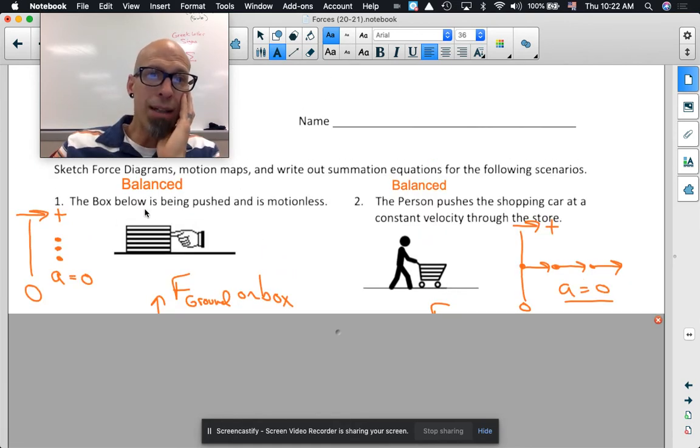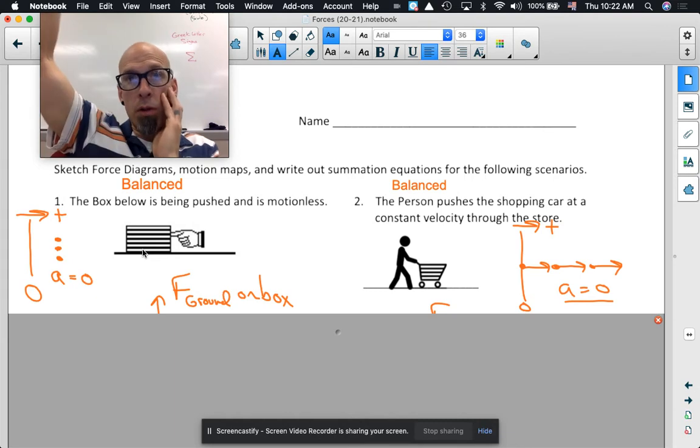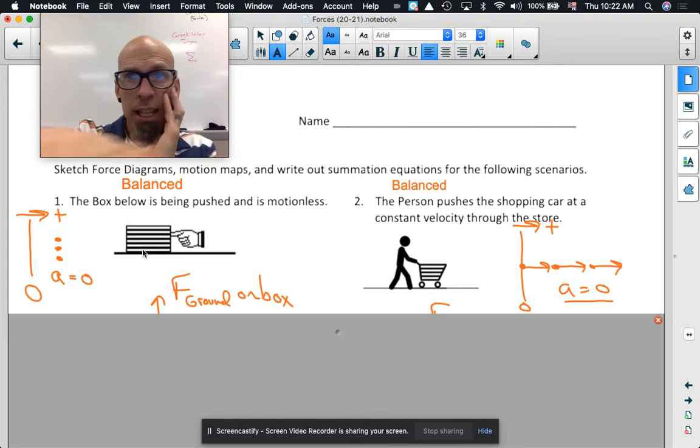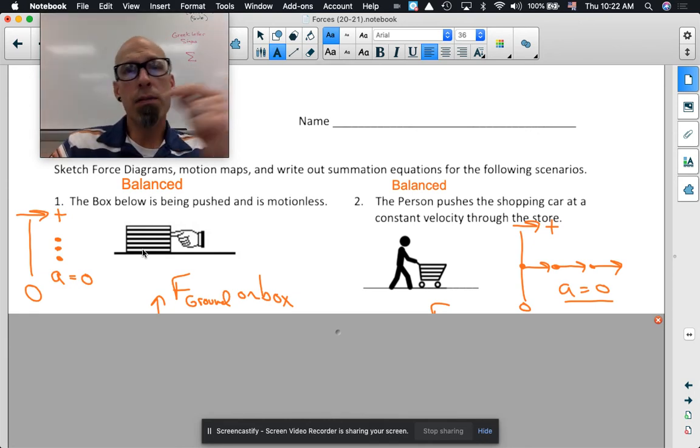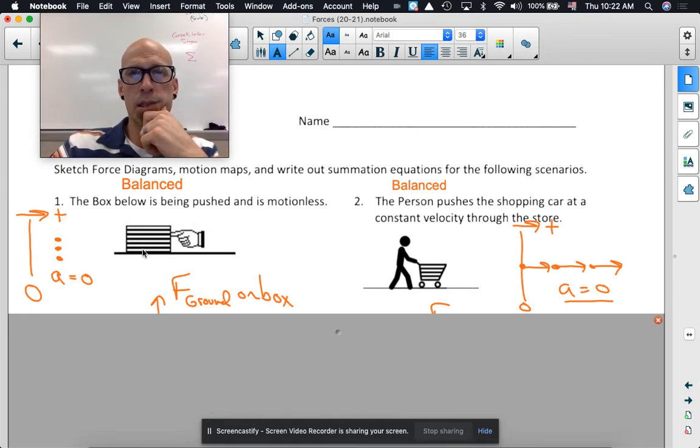Now, what forces are acting on the box? Force of gravity on the box. It's sitting on something, and you can see there the name of the force in the diagram. Force of ground on box, or floor or table, whatever you said, that's fine. Is there a force of the hand on the box? Yes, the hand is pushing on the box. Force of hand on box, or finger. What direction? To the left.